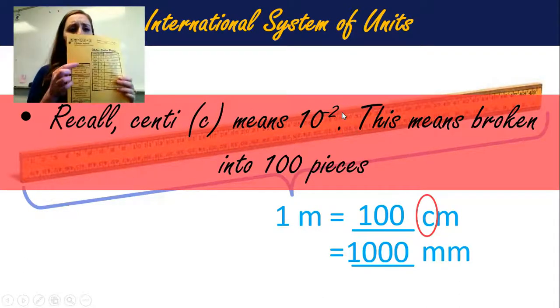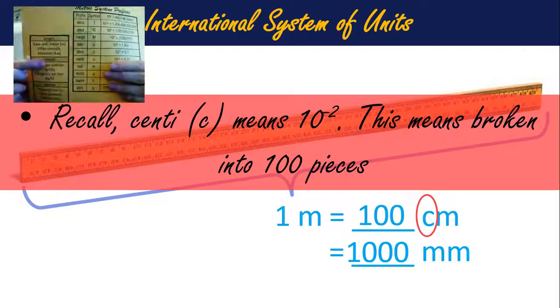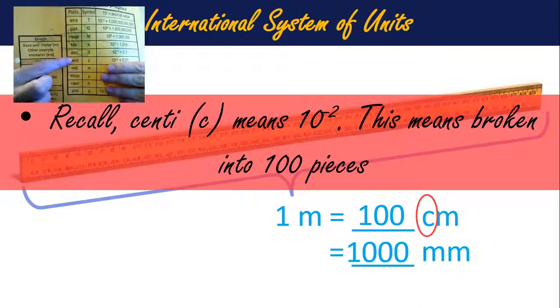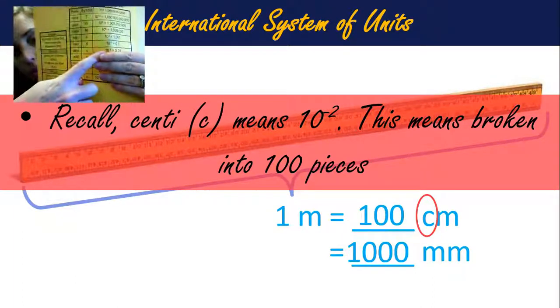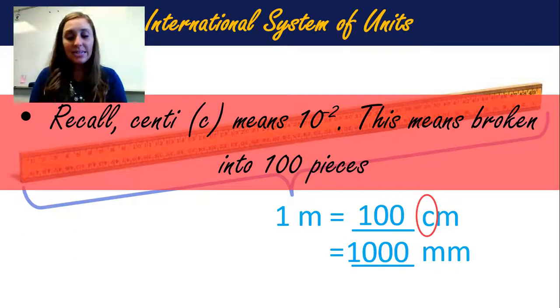You also have all this here on your prefixes. On here, if you find centi, it's equal to 10 to the negative 2. So you know that it's divided by 100 pieces. Milli is 10 to the negative 3, so it's divided by 1,000.